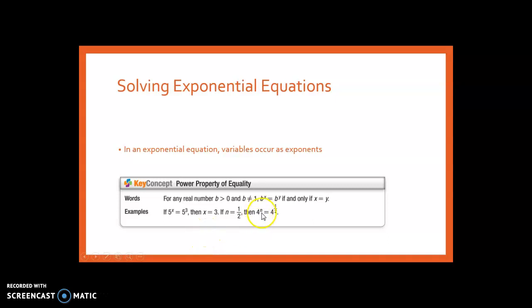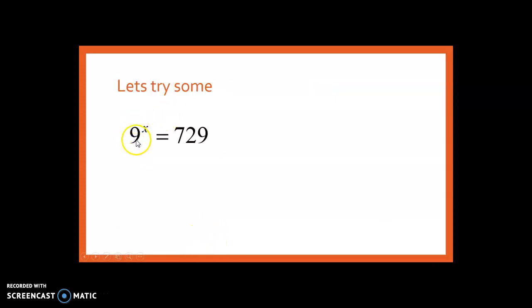Same thing here. 4 to the n equals 4 to the 1 half power. Well, if the bases are the same, then n has to be 1 half. So let's take a look at how we actually solve these. 9 to the x power equals 729. I'm looking to see, obviously 729 is not 9. And so I'm like, well, what can I do? It's got to be 9 to some power that is probably 729.